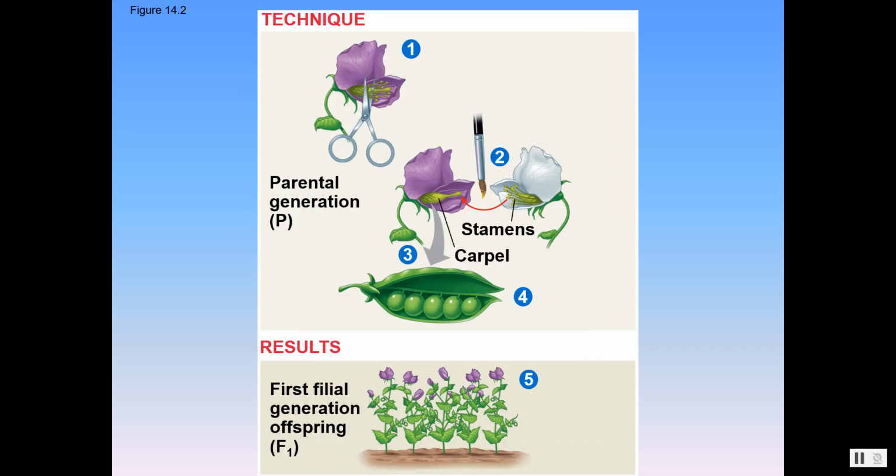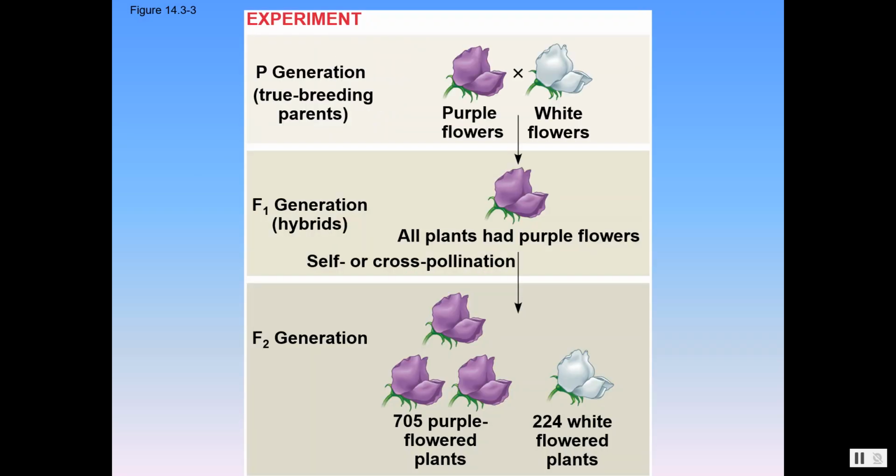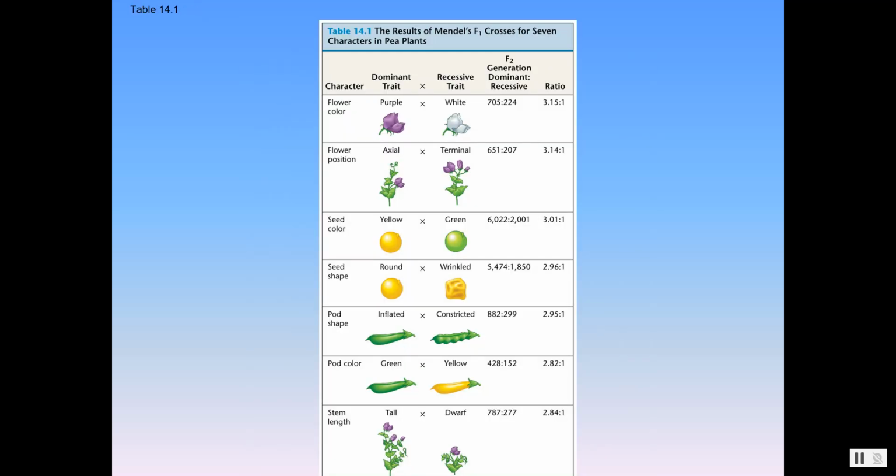So when he was studying his pea plants, he would take the stamens and take the pollen and dust the carpel and make peas. And when he looked at those pea plants, he would look at various different characteristics. Here we go. Flower color, was it purple or white? Was the position of the flower on the side or on the end? Seeds yellow or green, seeds round or wrinkled, inflated or constricted pods, green or yellow pods, tall or dwarf in terms of how tall the plant was itself.